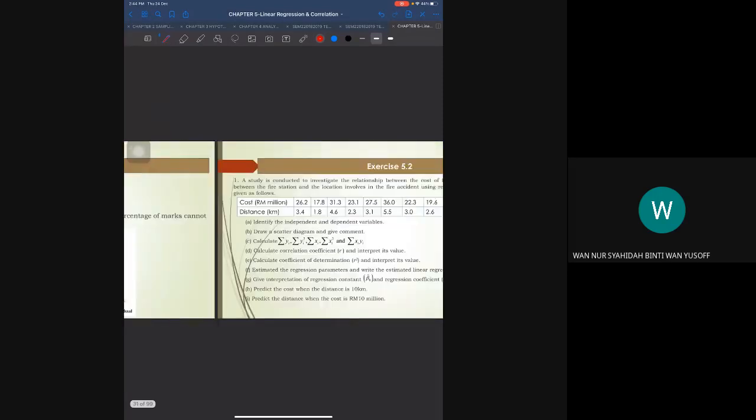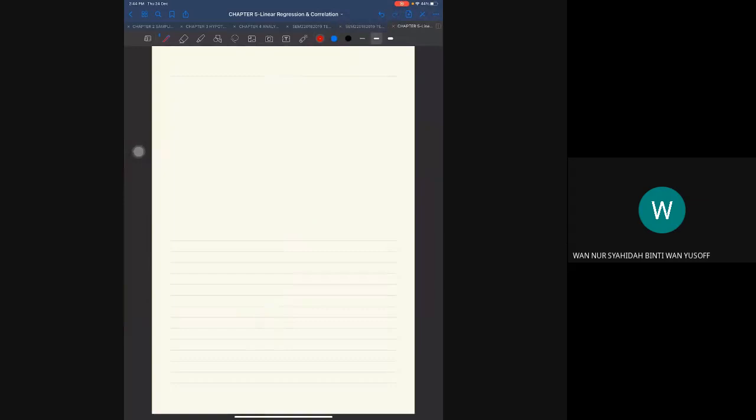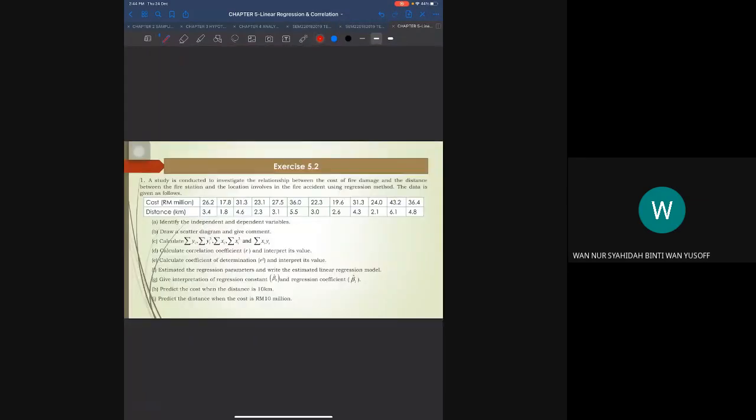Okay, so we go to the exercise now. A study is conducted to investigate the relationship between the cost of fire damage and the distance between the fire station and the location involved in the fire accident, using the regression method. The data is given as follows. Identify the independent and dependent variables. So which one is your independent? Cost? Independent? Distance. It is distance.